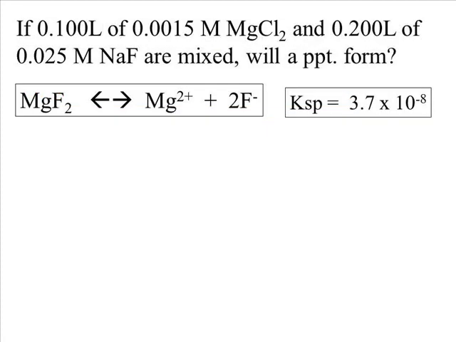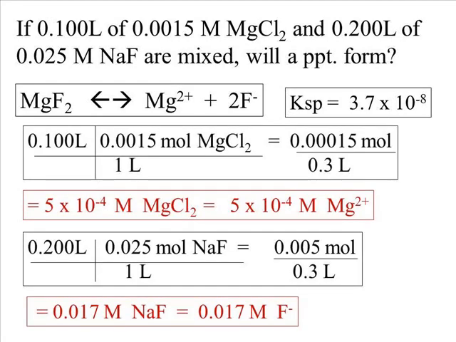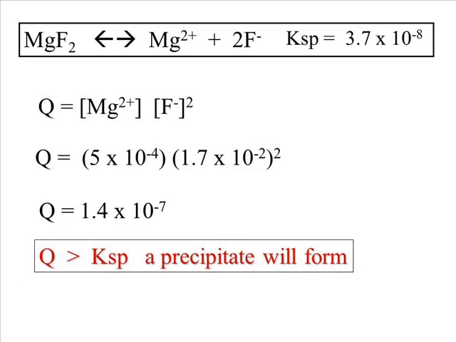In this problem, are we going to get a precipitate? Solve for the moles of each. Now notice you've got to make sure that that final molarity is based on the total volume. So you've got the moles of MgCl over the total volume and the moles of NaF over the total volume. Put it into the Ksp expression, and this time Q is greater than Ksp, so a precipitate will form.